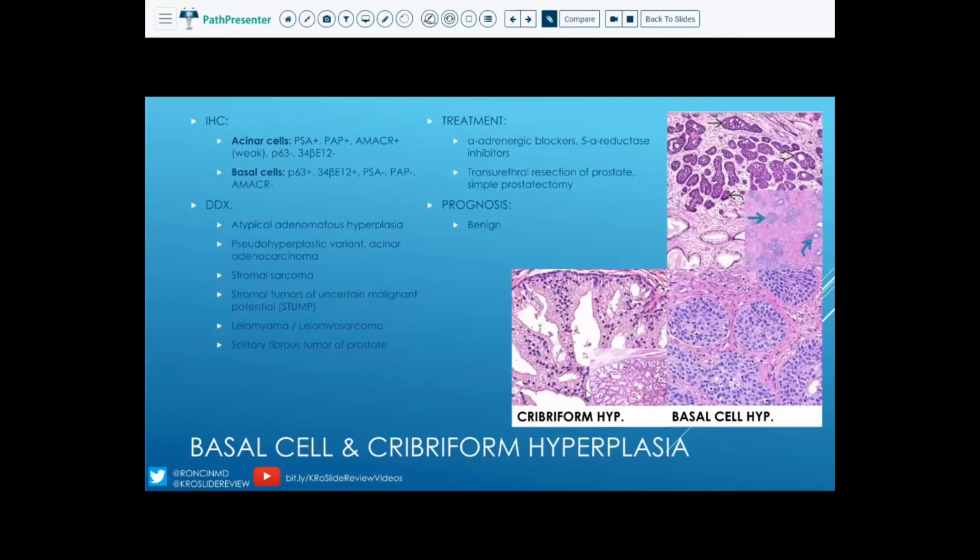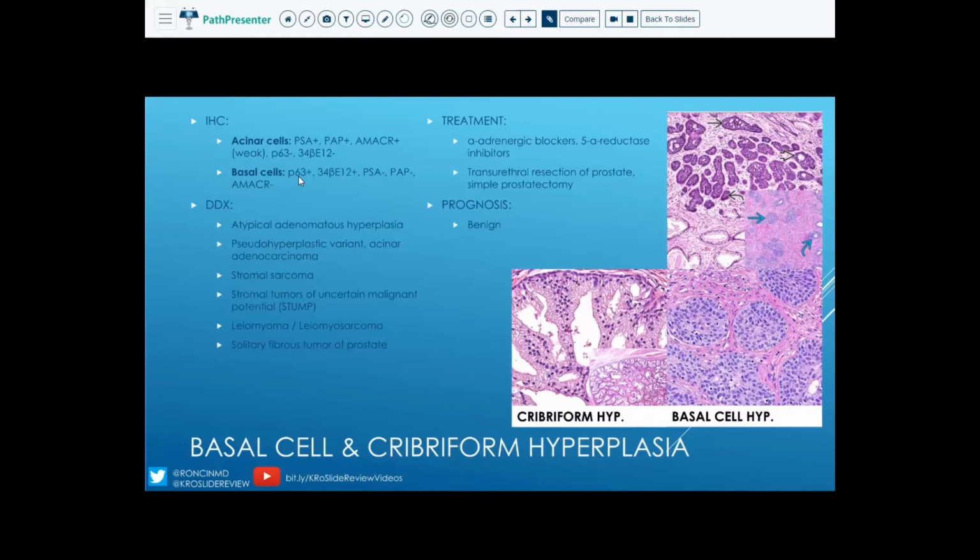If we move on to our immunohistochemistry, your acinar cells will stain for PSA, PAP, and weak staining with AMACR. Your basal cell stains, which are p63 and your high molecular weight cytokeratins, those should be negative in the acinar cells, and you see the opposite in your basal cells. So whether you use a combined stain or you want to do the two stains, you'd be able to appreciate both the acinar cells as well as the basal cells.